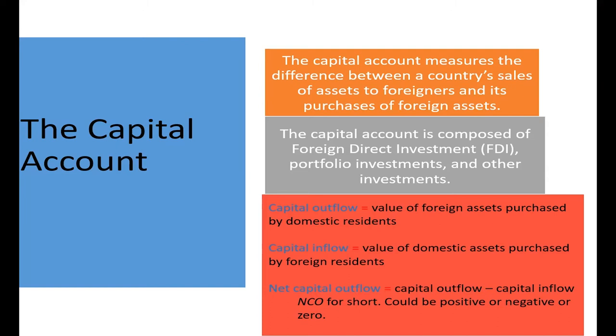But if a Canadian is buying a factory in South Africa, then of course, in that case, the Canadian has to pay for it. There will be an inflow. And so the difference between those is what's known as your net outflow. The difference between capital outflow and capital inflow is what's known as NCO, the net capital outflow, which could be positive if there's more outflow than inflow of capital in any particular year, and it could be negative or it could be zero.